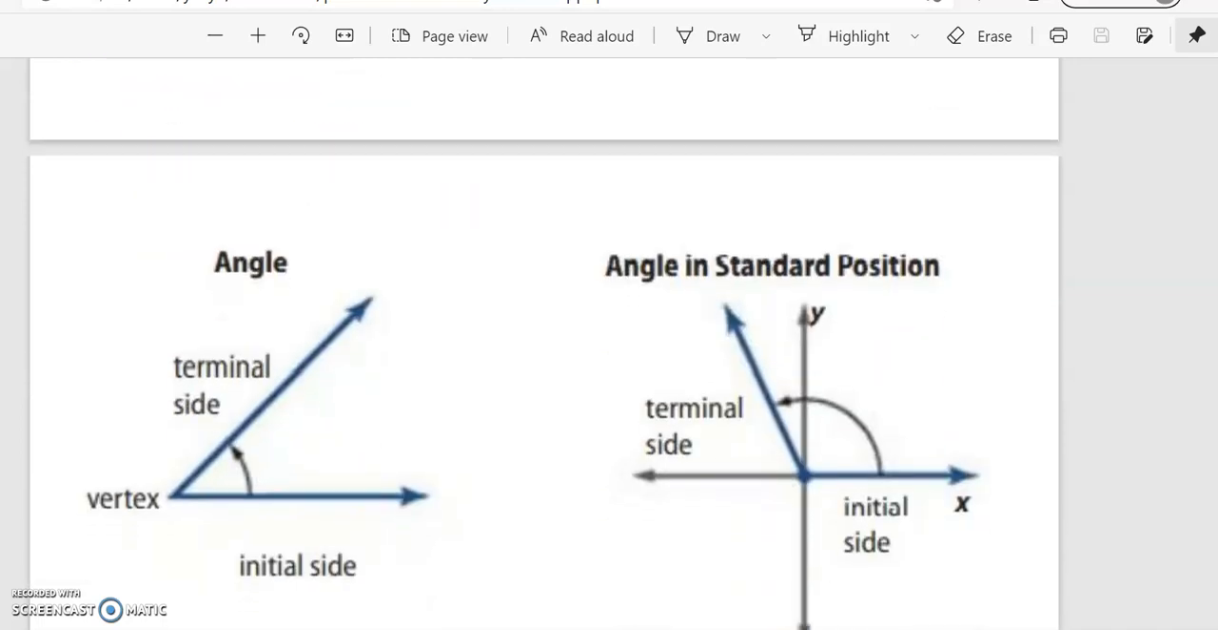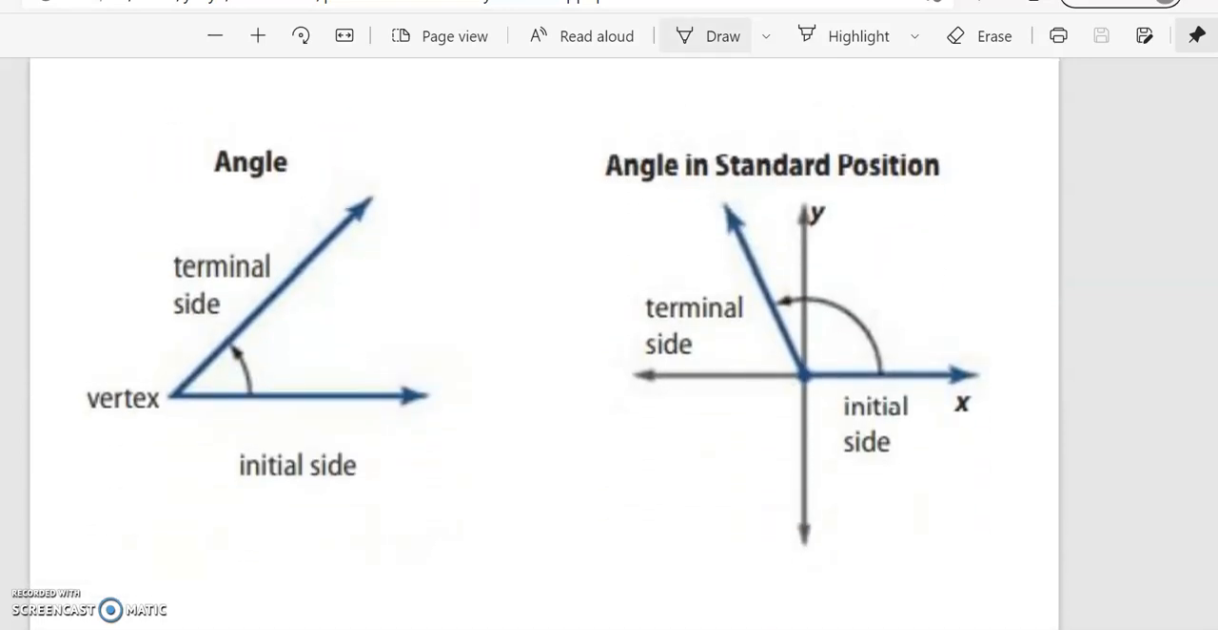I know these are probably all new words, but you've probably seen some of it before. And if not, it's okay. Don't worry about it because we're going to go over all of that right now. All right, so what makes up an angle?